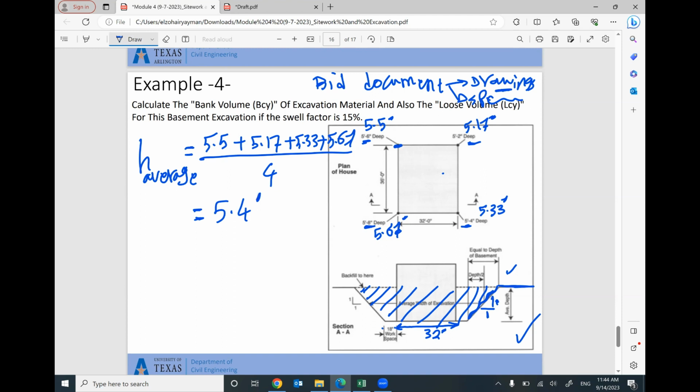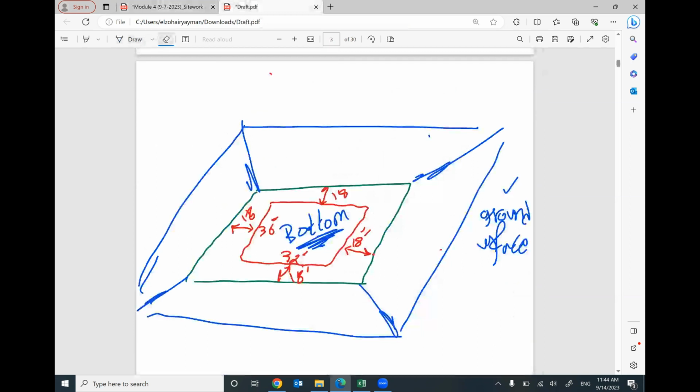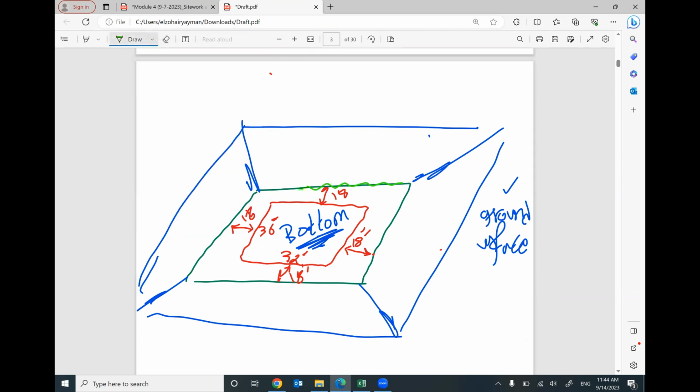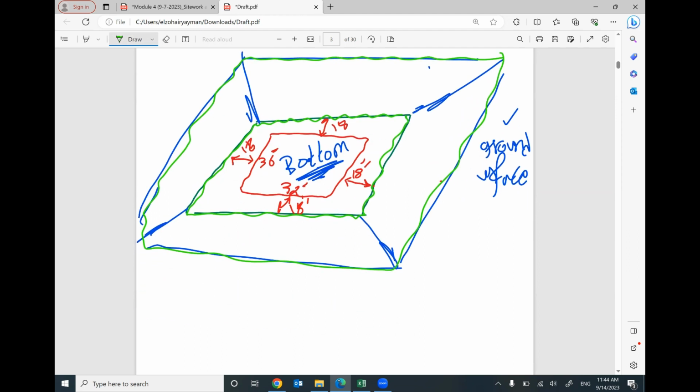I need to get the average area. Average area, because we have area at the bottom, and we have area at the top. Let's try to figure out what is the area at the bottom. Anybody can tell me what is the area at the bottom?